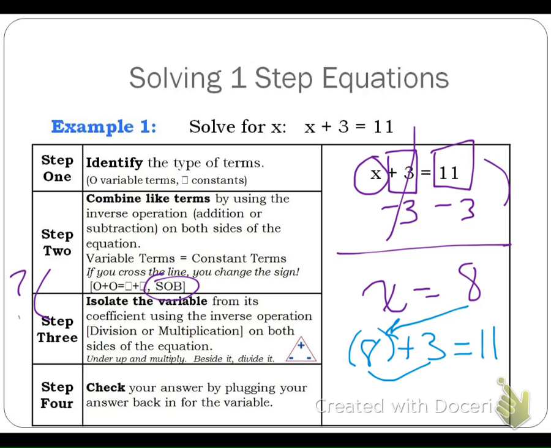Evaluate just the one side of the equation and then the other. 8 plus 3 is equal to 11. On the right hand side, the only thing we have is 11, so we just copy it down, 11. Does 11 equal 11? Of course, so our answer checks. The answer to the equation is x is equal to 8, and we proved that the answer is definitely 8.